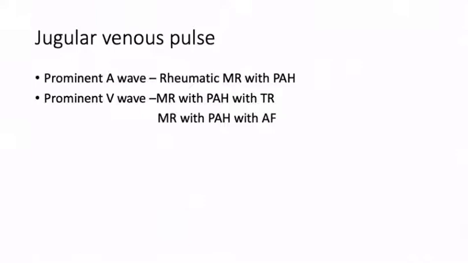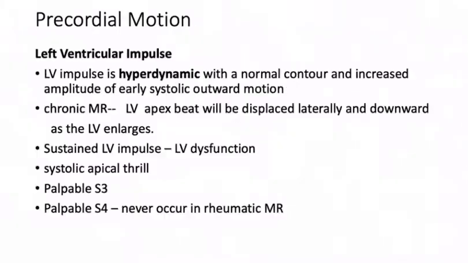Coming to the jugular pulse, it is normally normal. If it is elevated in mitral regurgitation, then we need to suspect associated pulmonary artery hypertension. A prominent A wave is because of rheumatic MR with associated mitral stenosis and pulmonary artery hypertension. If there is a prominent V wave with an elevated JVP, then we need to suspect the patient has associated significant organic tricuspid regurgitation or severe tricuspid regurgitation with PAH. Or if the patient has PAH with atrial fibrillation, then they can have a prominent V wave.